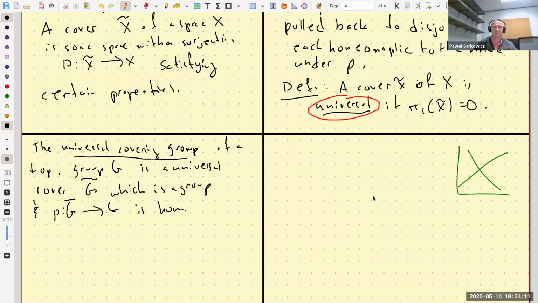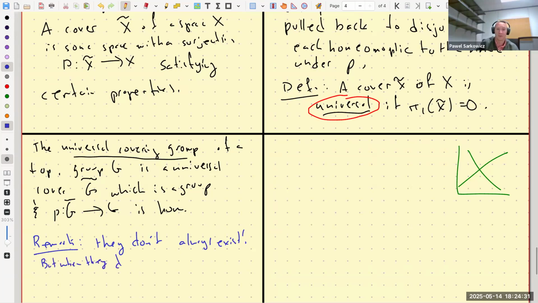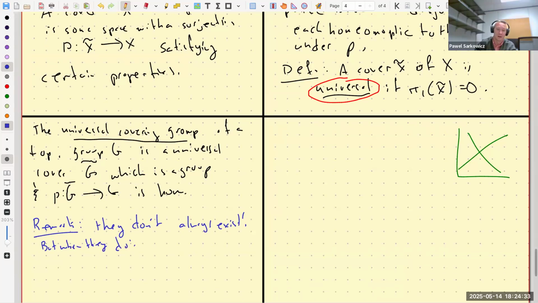Okay. And some remarks, I guess. These don't always exist. But when they do, you can write them explicitly. So for PG, G tilde will be homeomorphic and algebraically isomorphic to this PG mod some equivalence.